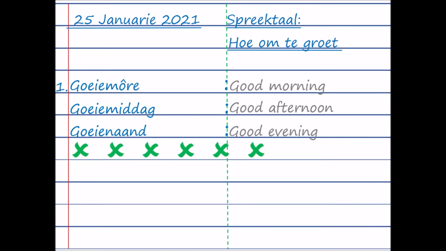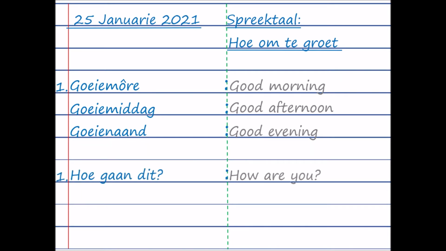In Afrikaans, we ask, hoe gaan dit? Skip a line and write in pen, hoe gaan dit? Colon on the fold, and in pencil, write the English translation. Let's practice saying this. Hoe gaan dit? Did you hear my voice going up at the end? That is because you are asking a question. Listen again and then you repeat.